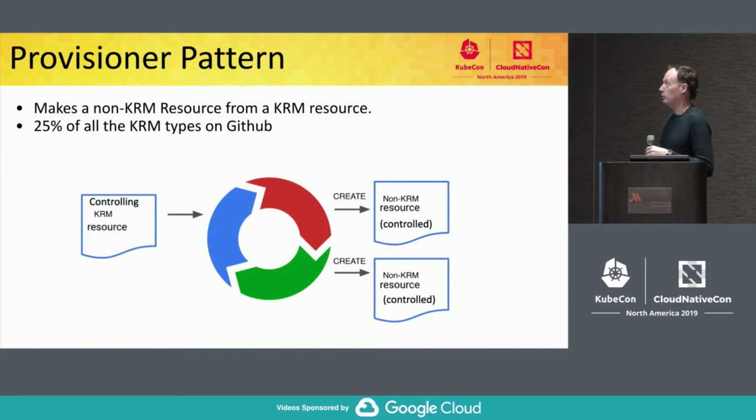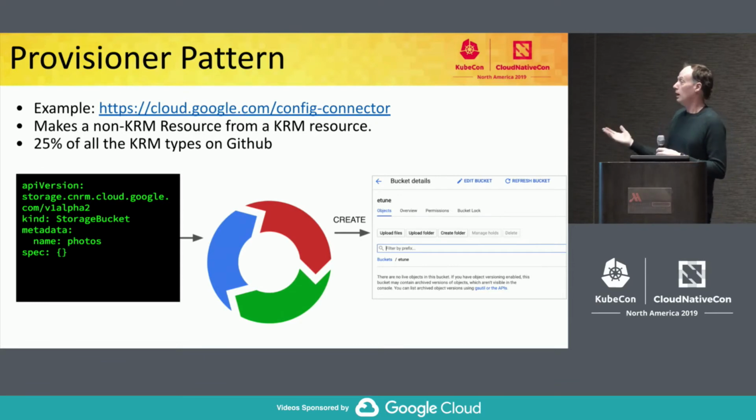Provisioner pattern is really popular. I'd say 25% of all the resources that I found on GitHub are some kind of provisioner. Part of that is biased towards people leveraging Terraform providers, but still, even outside the Terraform providers, a lot of people are like, hey, I just want to make a GCS or an S3 bucket and define that next to my application. I've seen a lot of people try to do that. And if you're doing that, if you use GCP, I'd recommend you check out Google Config Connector. It does that for you.